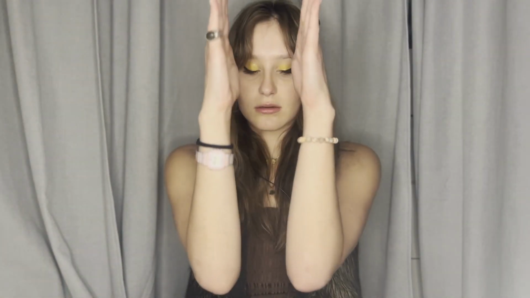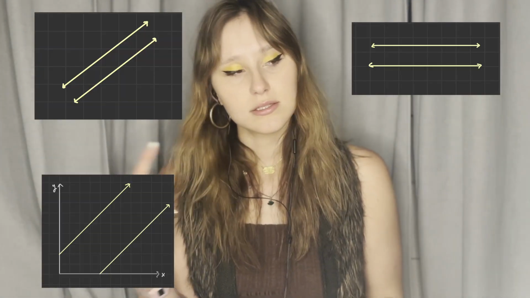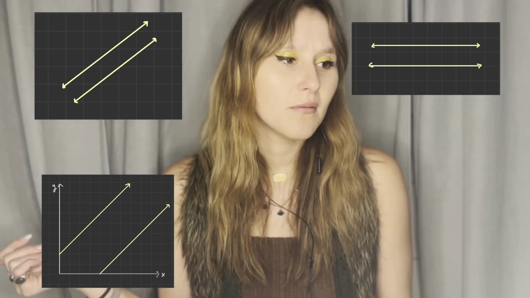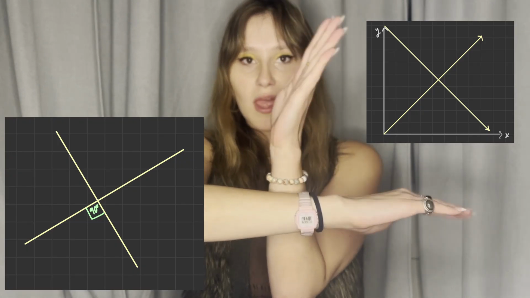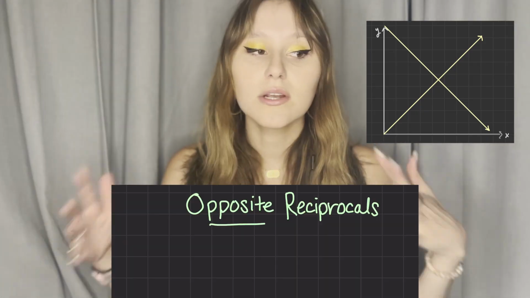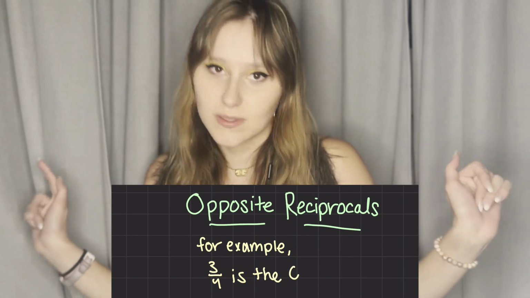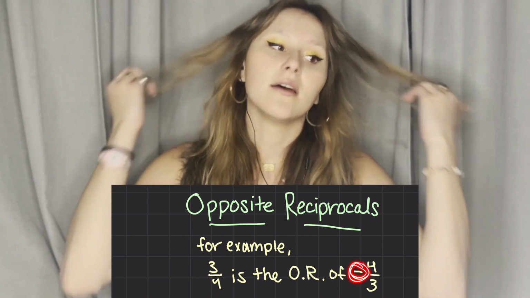Alright, so what is a parallel line? Most of you guys already know this. Two lines that never cross, like this and this. They have the same slope. Perpendicular is the exact opposite. They will cross, and both lines make a perfect 90-degree angle. Their slopes are opposite reciprocals. That's how we call it.